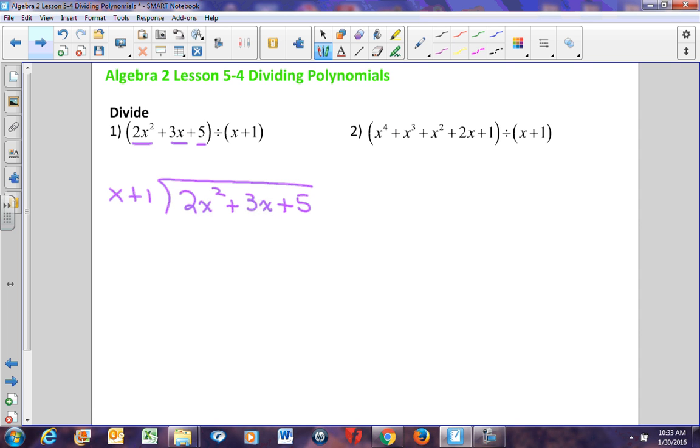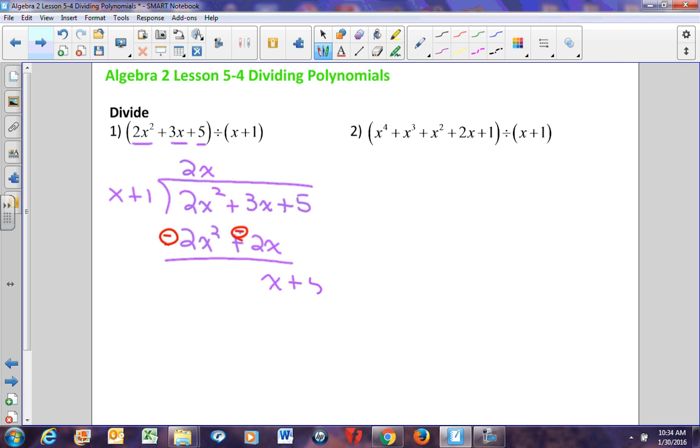What do I have to multiply x by to get 2x squared? I have to multiply by 2x. 2x times x is 2x squared. 2x times 1 is 2x. I need to subtract, so I'm going to change all my signs. That's why I circled them, so I know I changed them. 2x squared minus 2x squared is nothing, so 0, or I can just leave it blank. 3x minus 2x is just x.